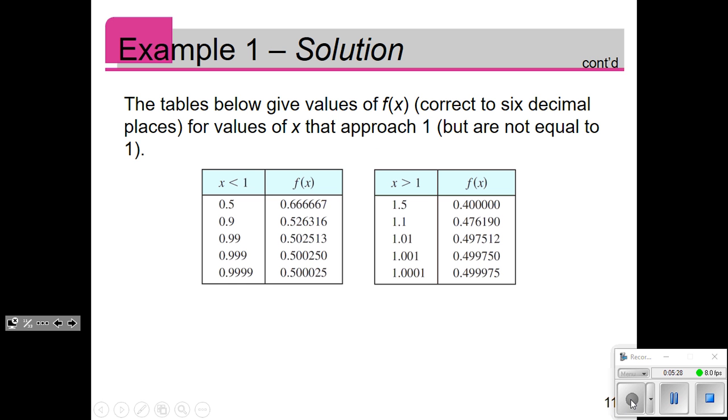So again, you can tell here as x goes from the left up to 1, it approaches a half, and from 1.5 down to 1, again, it approaches a half. Okay, but if you tried to put a 1 in, figuratively speaking, it's not defined because we can't divide by 0.